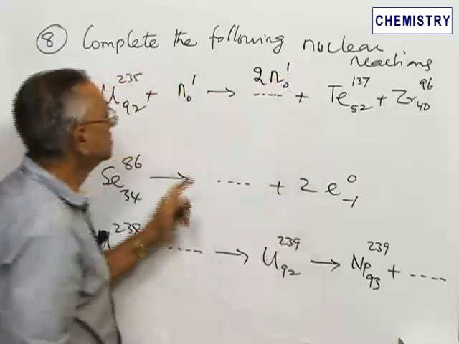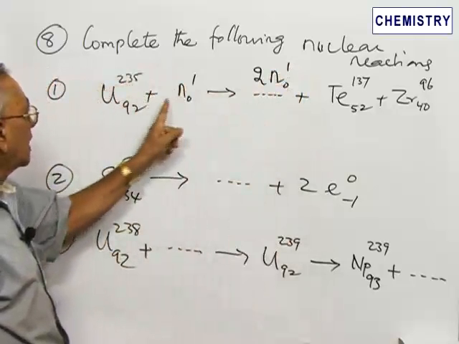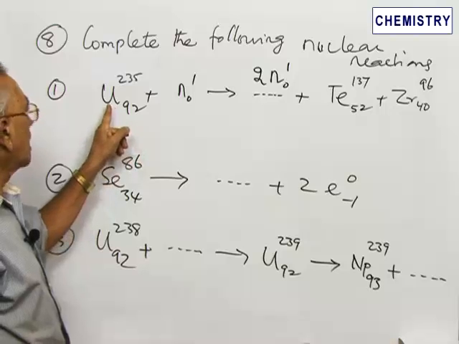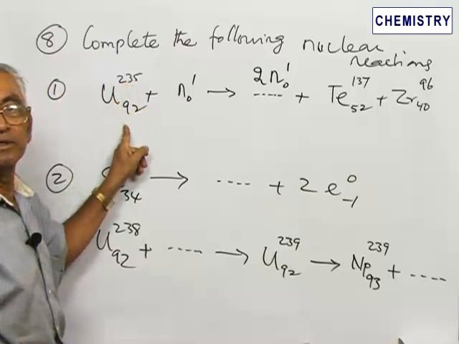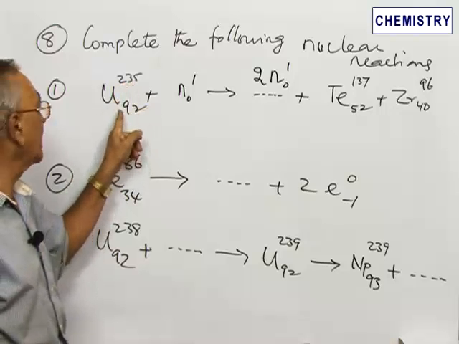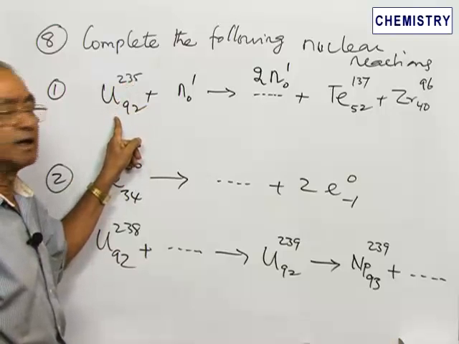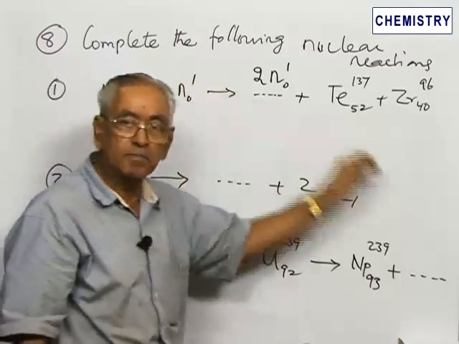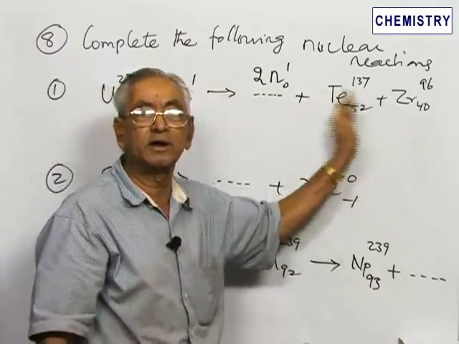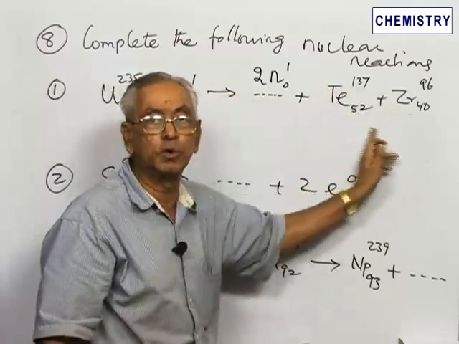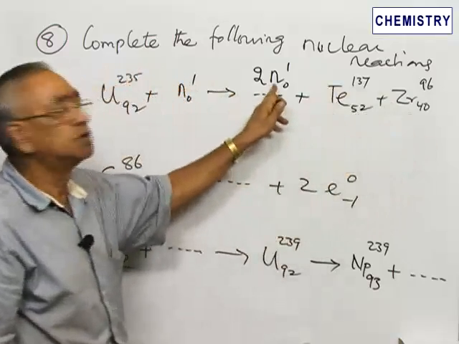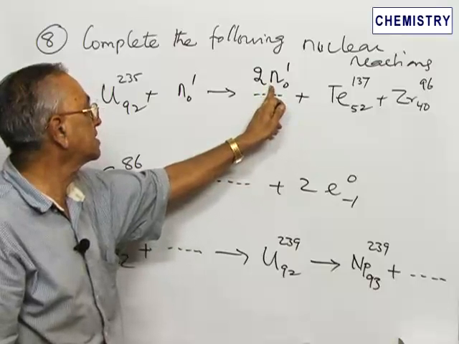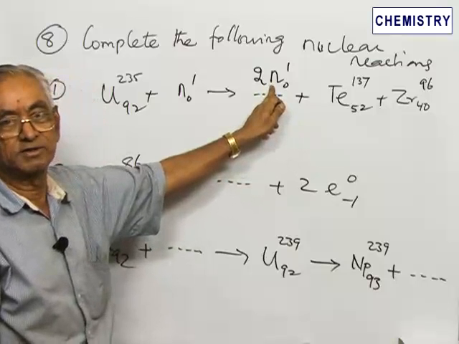So on bombardment with a neutron, the uranium nucleus with mass number 235 and atomic number 92 undergoes fragmentation, or a nuclear fission, to give these two nuclei, releasing two more neutrons along with them. So the first answer to this question is two neutrons.